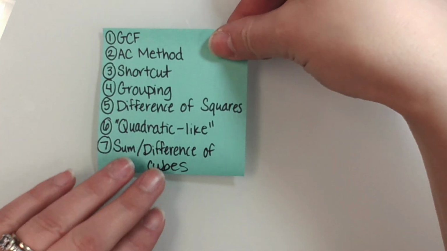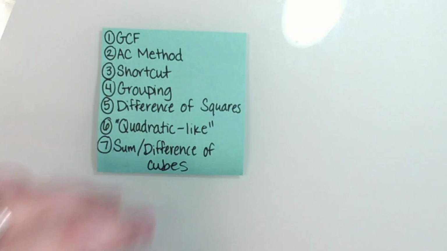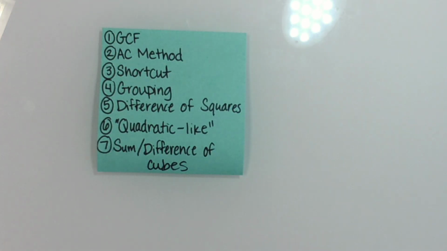Full AC, GCF, the shortcut to the AC method, grouping, difference of squares, quadratic-like ones, and the sum or the difference of cubes. These. That being said, a little bit overwhelming when you've got all these different methods, but let's chat a little bit more closely about them.